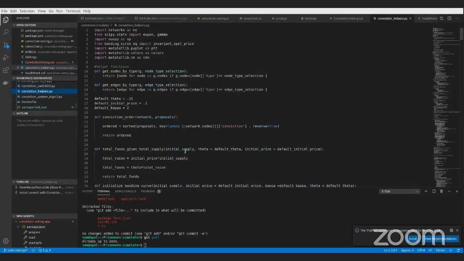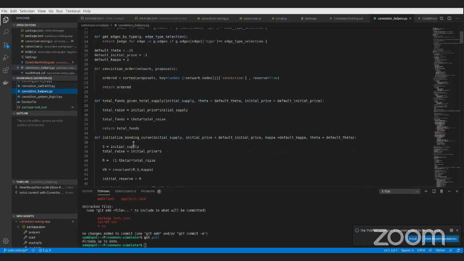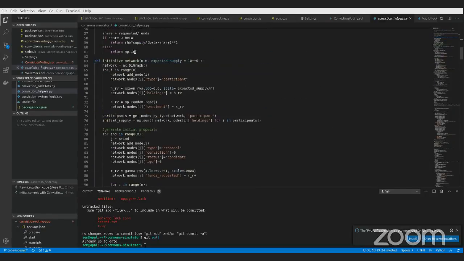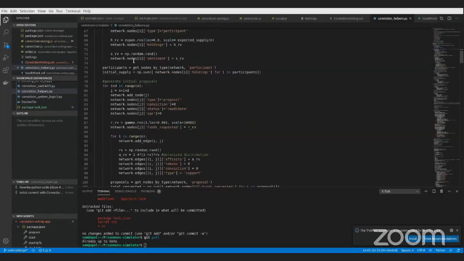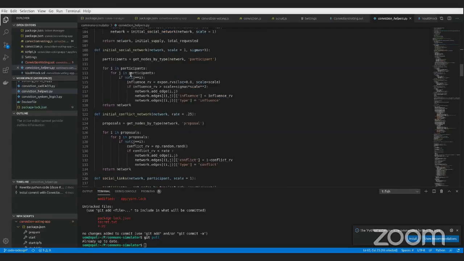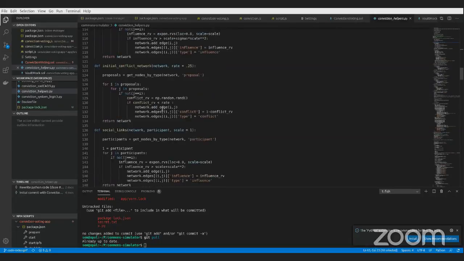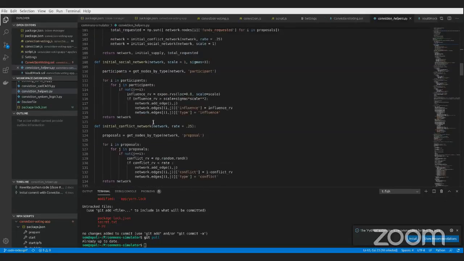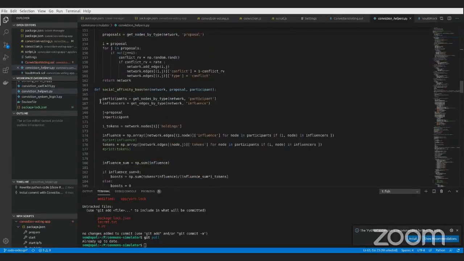One is conviction helpers, which has functions regarding bonding curves and conviction. But it's super messy, and the network is a network of participants and proposals. It gets messy because it doesn't have that separation of concerns, and having that ordered in an object-oriented way will be much easier.